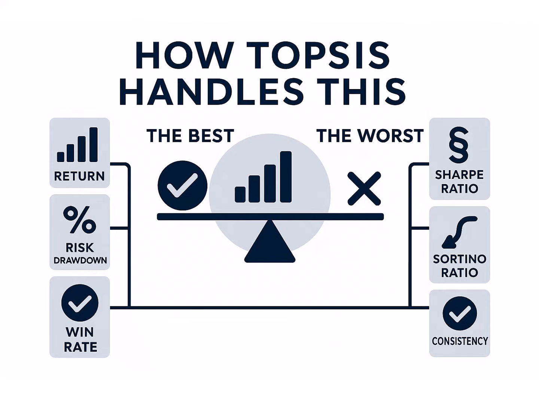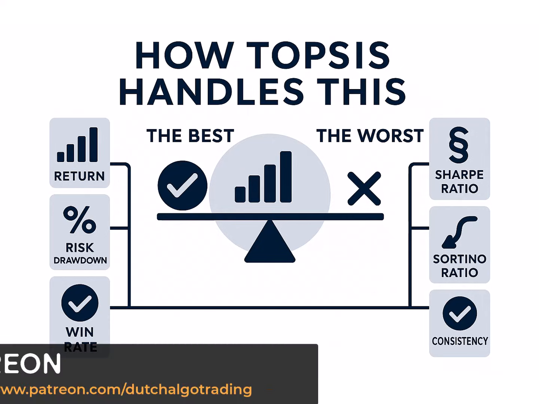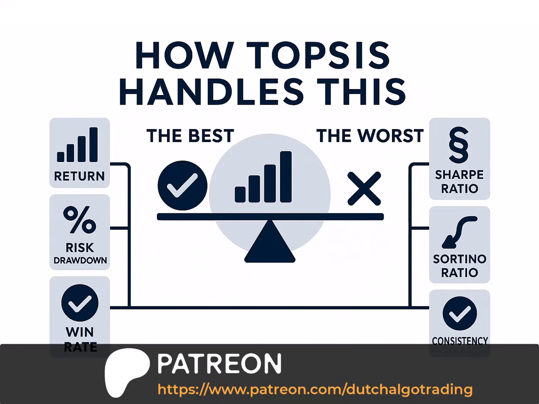Instead of arguing about individual metrics, TOPSIS does something much smarter. It pulls all the relevant metrics on the table at the same time, and then it asks how close is this strategy to the best possible version of the strategy and how far is it from the worst possible version. It doesn't care about hype, it doesn't care about cherry-picked numbers, it just looks at the full picture.